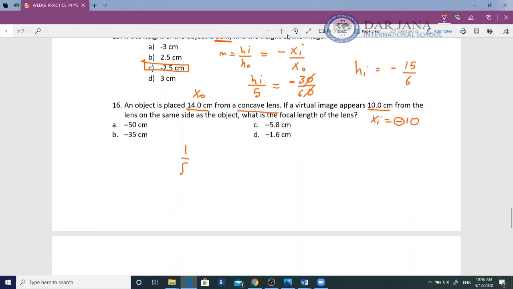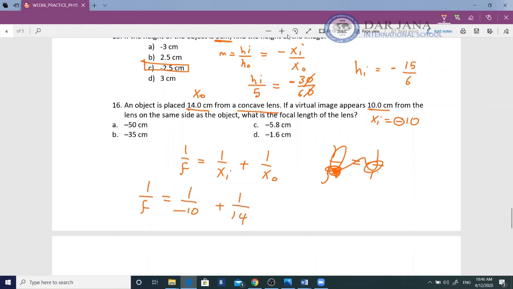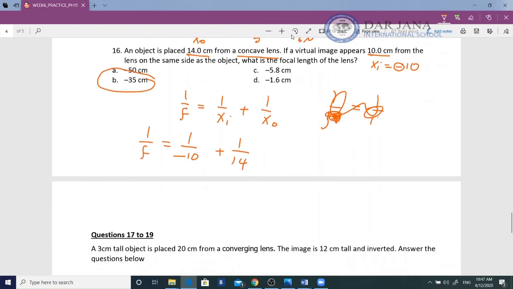So we will use the lens equation 1 over f equal 1 over xi plus 1 over xo. So 1 over 14 is equal to... sorry, this is unknown. The focal length is unknown. So we will put 1 over f equal 1 over xi, which is 1 over negative 10, plus 1 over xo, which is 1 over 14. So the answer would be negative 35 centimeters.